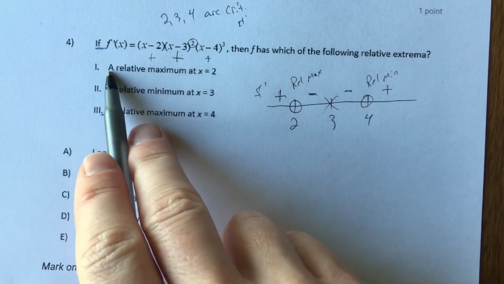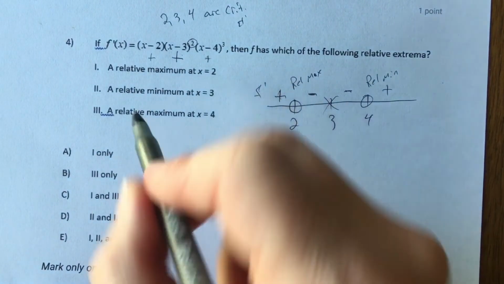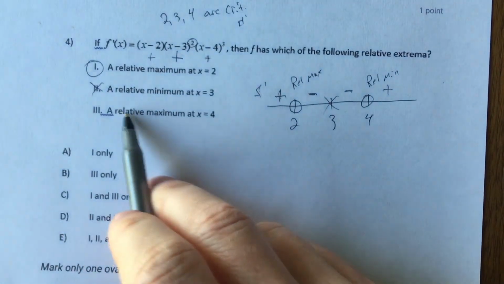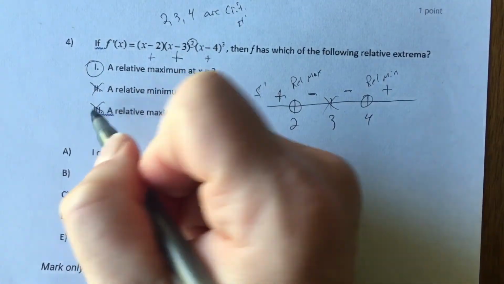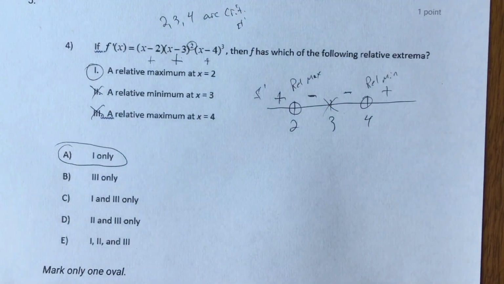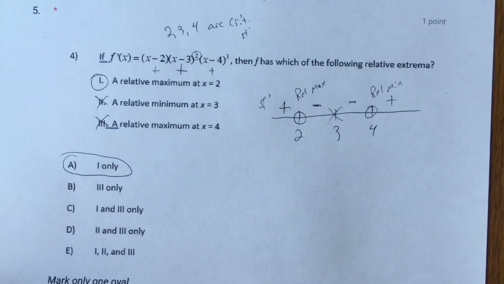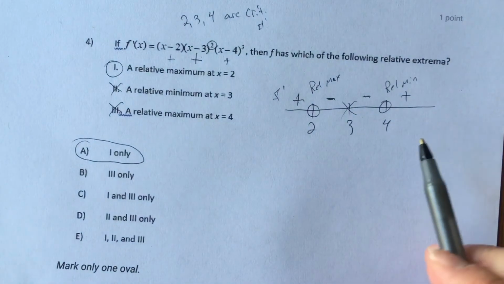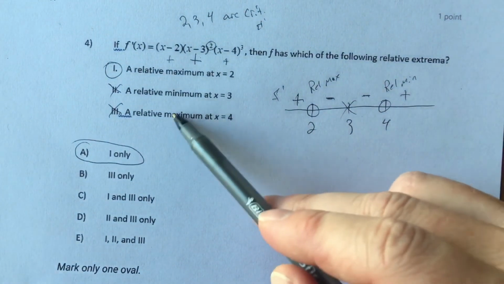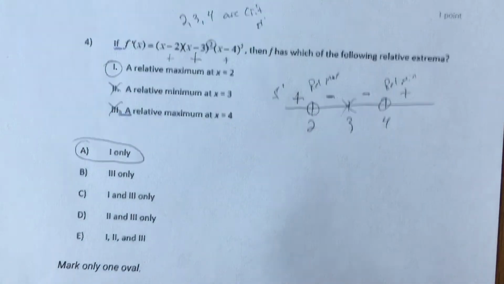So we come over here, a relative max at x equal 2, that's true. A relative minimum at 3, nope. A relative max at 4, no, it's the other one. So A is the only one that works out for that. Okay, so you have to test it out in there and see and be real careful because you might assume something here or not read carefully. Make sure you read everything carefully when you take your test.